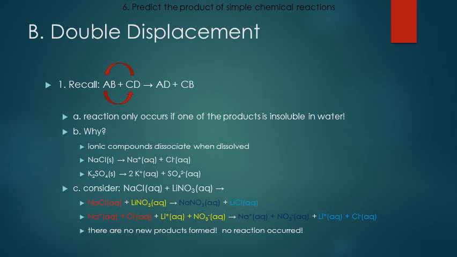When we mix sodium chloride and lithium nitrate, nothing happens. These ions already exist just like this. We mix them together, they still exist in the same manner. No reaction occurred. So this is why we have to have at least one product that is insoluble, meaning it does not dissolve in water. So if we were to be given this reaction, the answer would be NR, no reaction, nothing occurs.